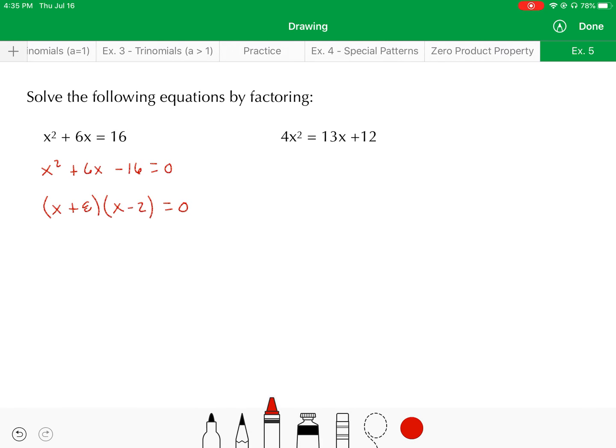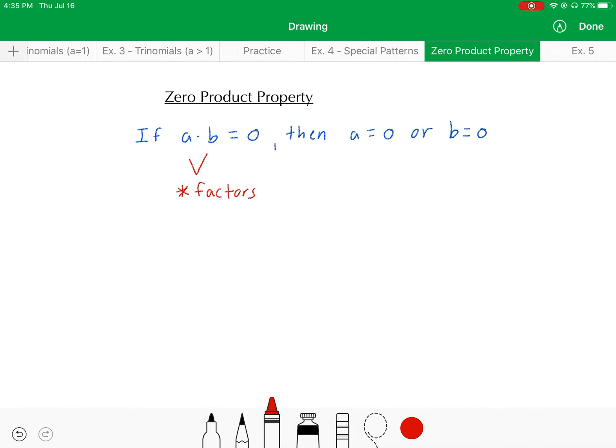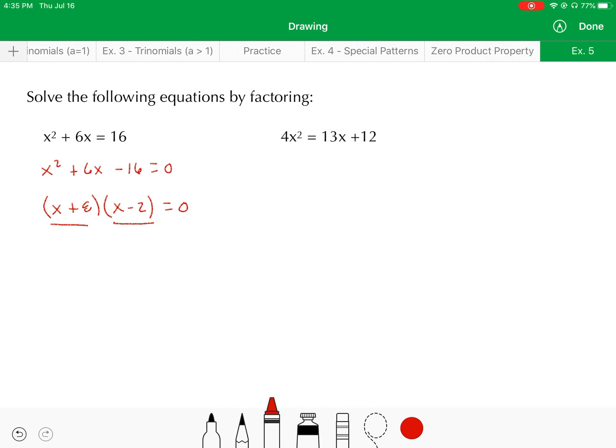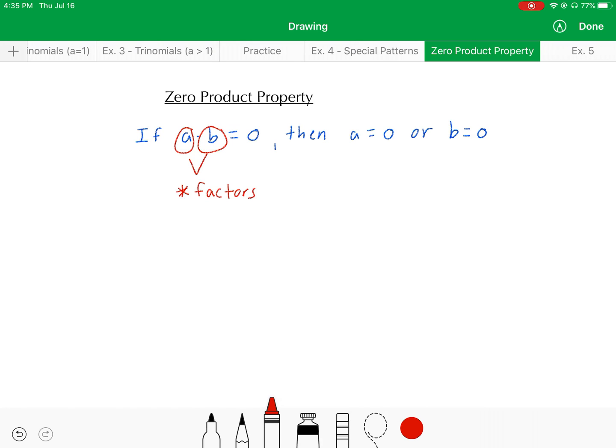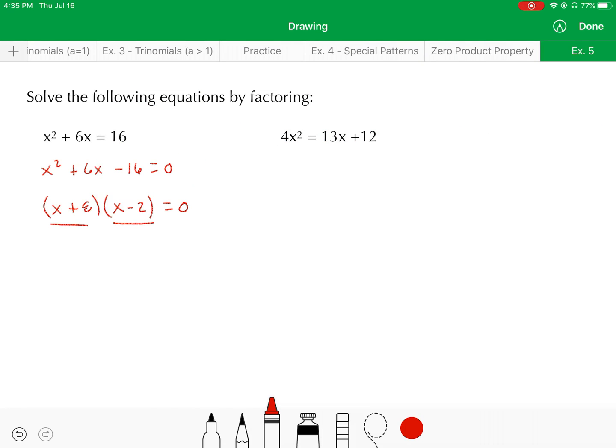And what I'm doing is I'm looking for the x values that would get this to equal 0, right? So treat x plus 8 like a factor. You can think of it as kind of like this a here, and then treat x minus 2 like a second factor, kind of like the b. That means one or both of these has to equal 0 for us to get a true statement. So I set each factor equal to 0. Solve for x. x could equal -8 or +2.